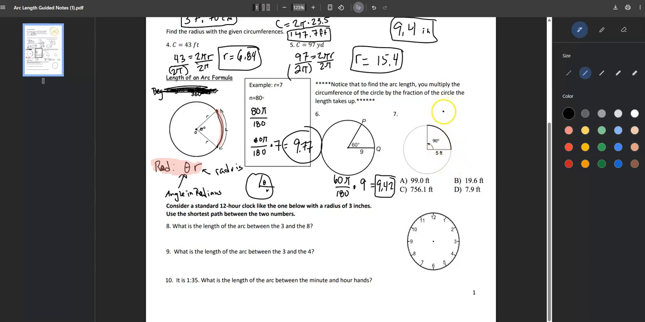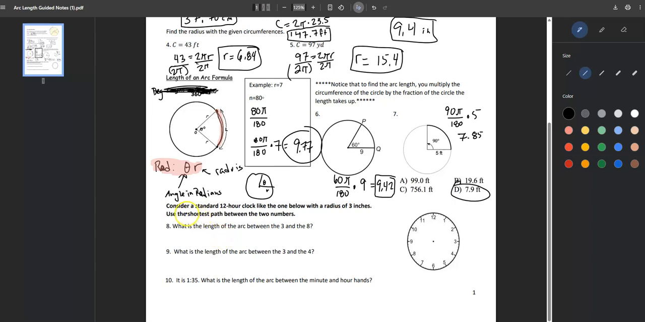This one's multiple choice, but again, I'm going to take the angle and convert it to radians, so multiply it by pi over 180, and then multiply it by 5. That will give me 7.85, which would be 7.9, so that would be my answer right there. So that's how you find arc length, guys. You just take the angle, convert it to radians, and then multiply it by the radius.